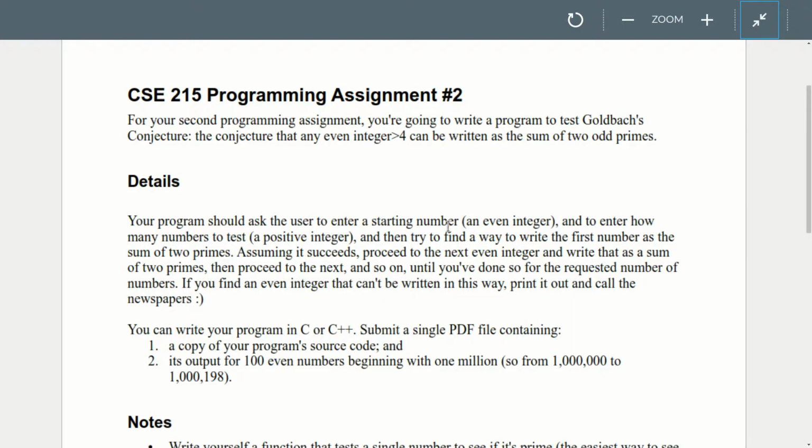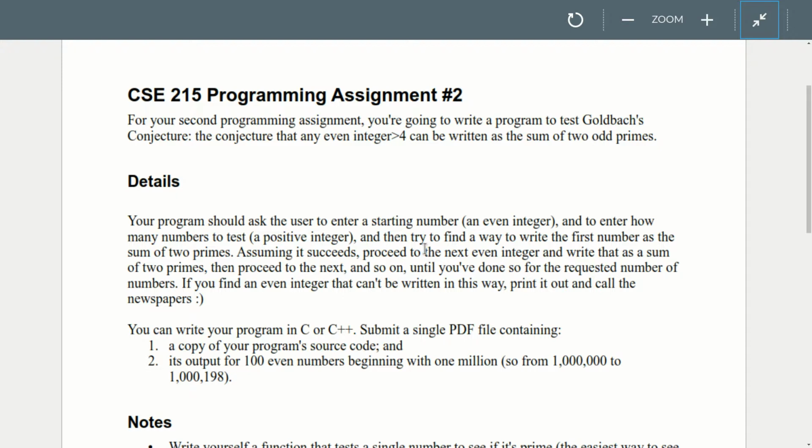So the program should ask for a starting number, and should also ask for how many numbers you want to test. So you would start with 1,000,000 and you want to test 100 numbers. And so just throw this whole thing inside a for loop for i equals starting number, i less than starting number plus the number you want to test times 2, i plus equals 2, and then just call your write function to write out each number, right? Or however you want to do it. This is just one way to do it.